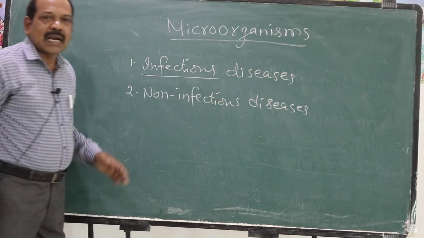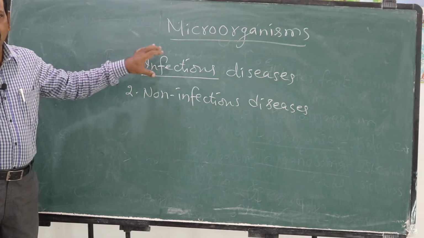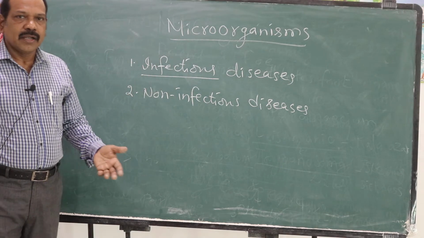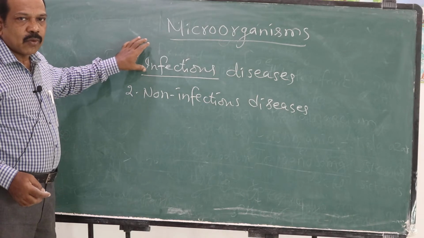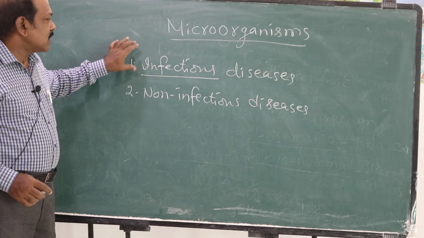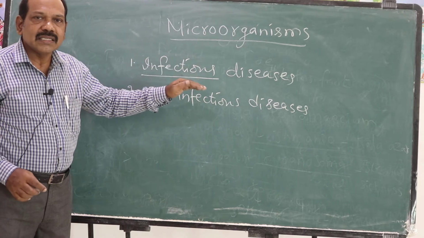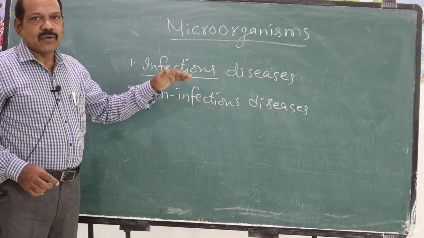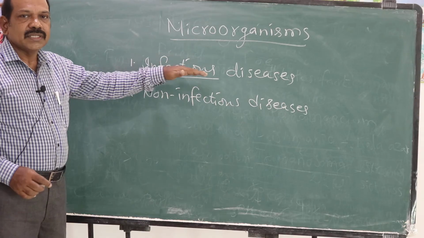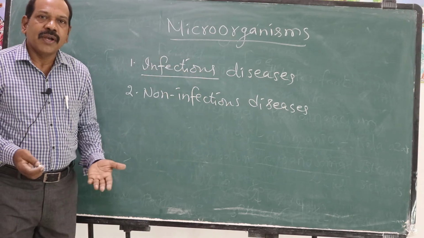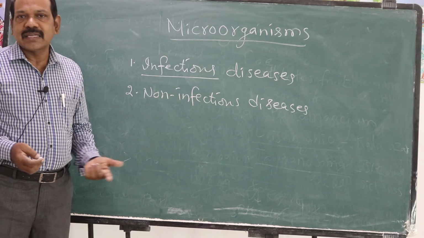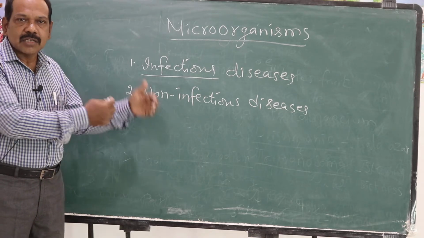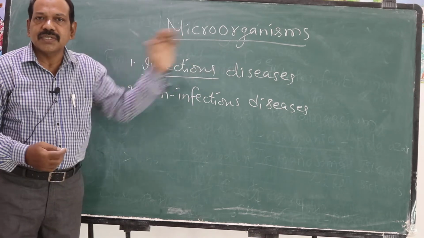Infectious diseases are caused by infection by some microorganism. It could be a bacteria, could be a virus, could be fungus. There is some microorganism, a pathogen, which causes the disease. Such diseases which are caused by some microorganism are called infectious diseases. Like typhoid is an infectious disease, malaria is an infectious disease, influenza is an infectious disease. All these diseases are caused by microorganisms, so they are called infectious diseases.